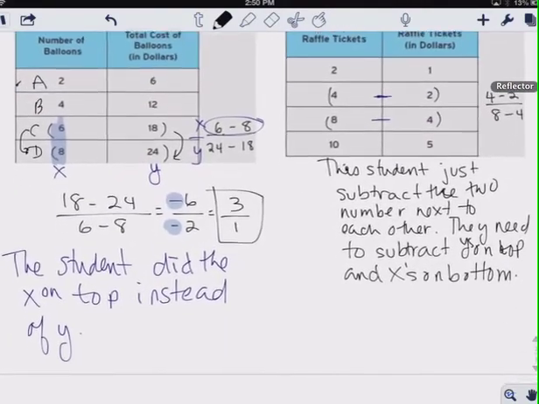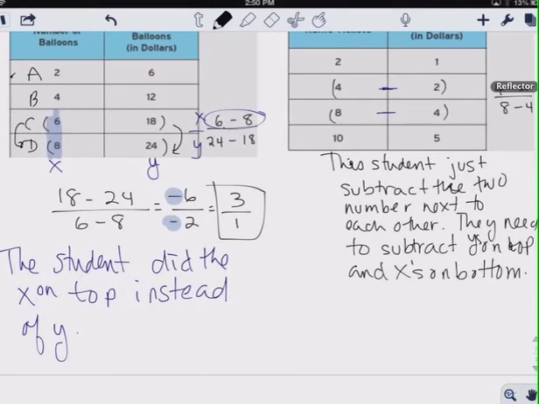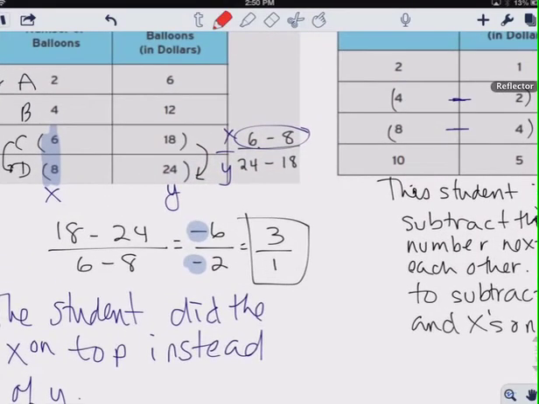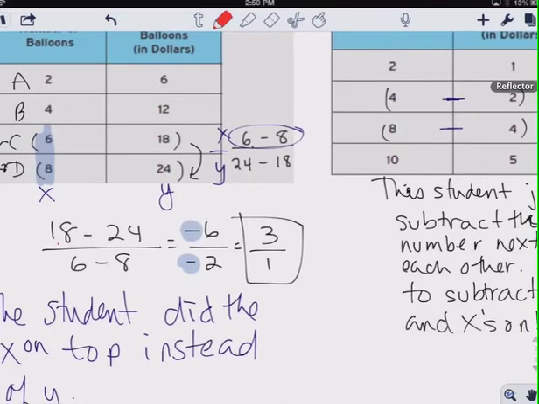Okay, here, the student did the x first. The student did the x on top instead of the y. Okay, it should do the y first. It should have done 18 minus 14 and 6 minus 8. In your answer, notice two negatives make a positive. Okay.